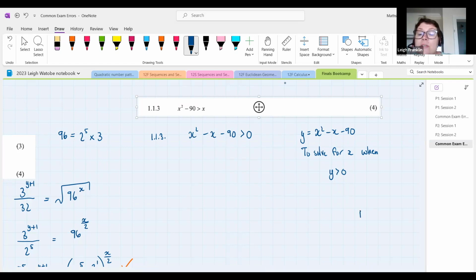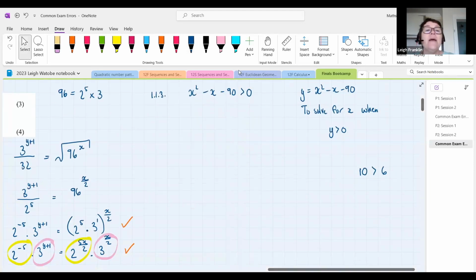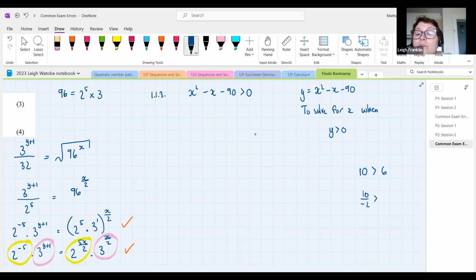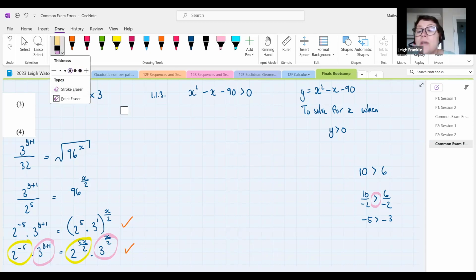Let's say I wrote a statement like 10 is greater than 6. Everybody's happy that that's true, right? 10 is greater than 6. But now if I come along and I divide my 10 by negative 2, and I divide my 6 by negative 2, I have got a problem because it's no longer true. If I keep my inequality sign as a greater than sign, I'm saying that negative 5 is greater than negative 3. And that's not true. So that's why the minute you divide or multiply, for that matter, by a negative, your sign has to swap around.